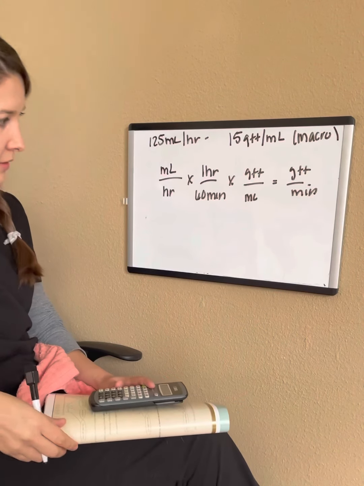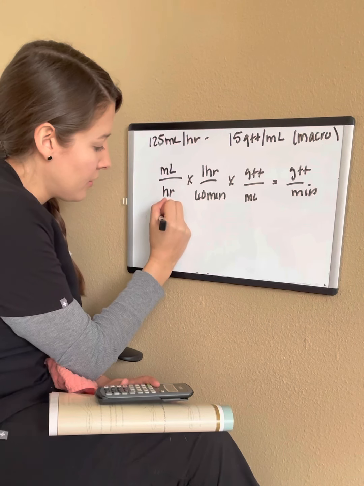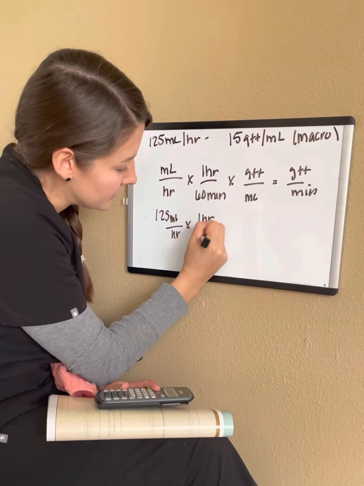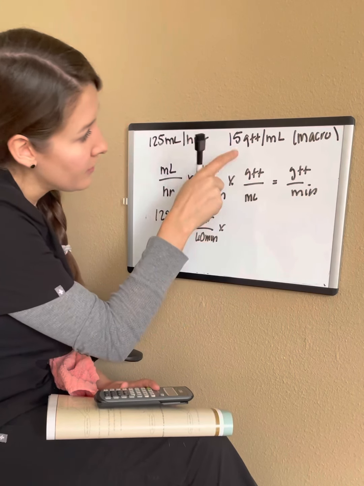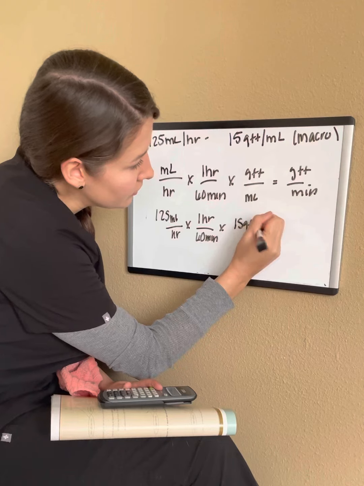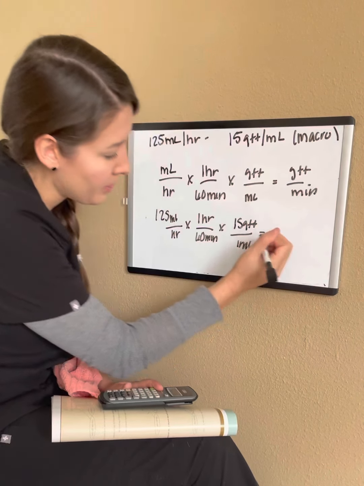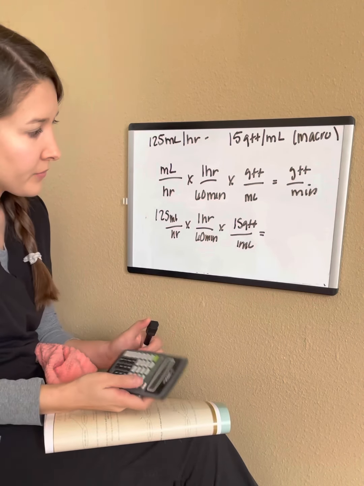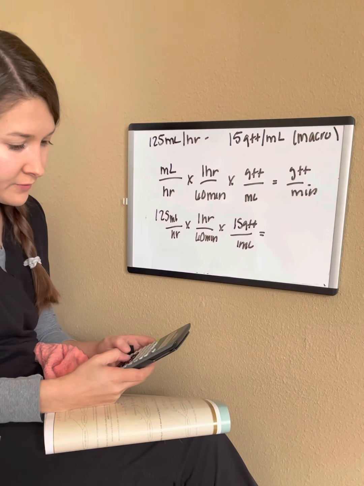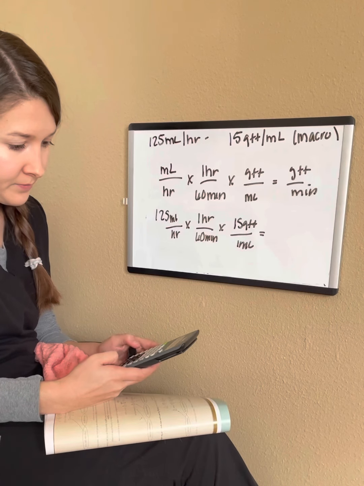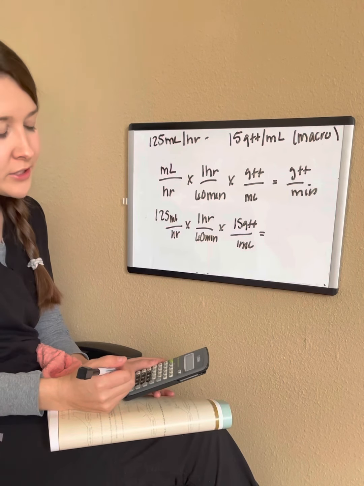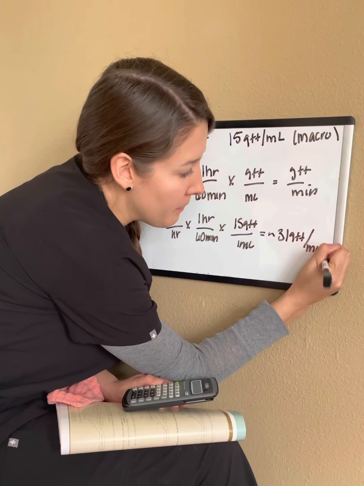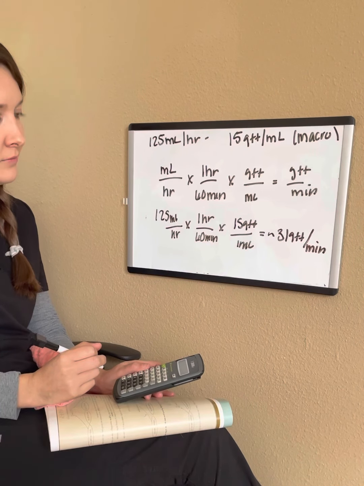Okay, so let's plug that in. So 125 mils per hour. This one's always going to stay the same, 1 hour over 60 minutes. 15 drops per 1 mil. All right, and then again, you're going to multiply this top area. So 125 times 15 divided by 60. It gives you 31.25, so I would round that to about 31 drops per minute. So that would be your answer.